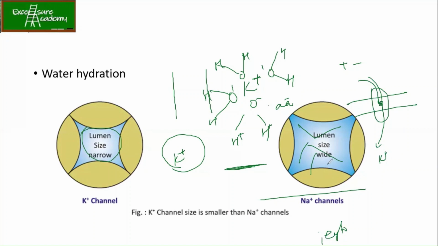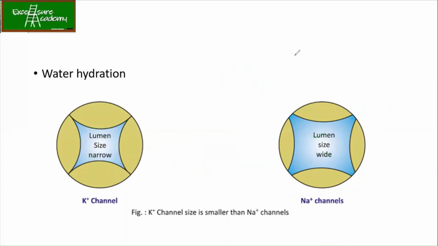Yes, ma'am. Sir, see, the figure was a little misleading. It's just that K plus channel is having negative charge because K plus के साथ interact करना है. But the space provided in the channel is only meant for one at a time. Okay?